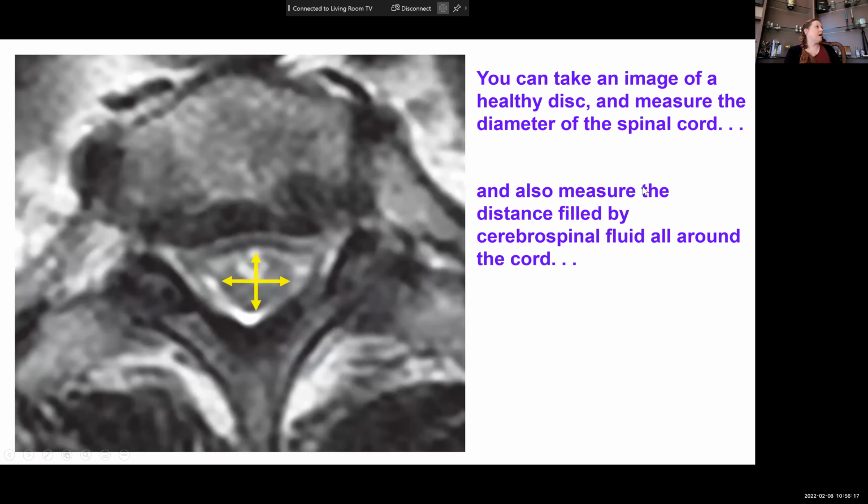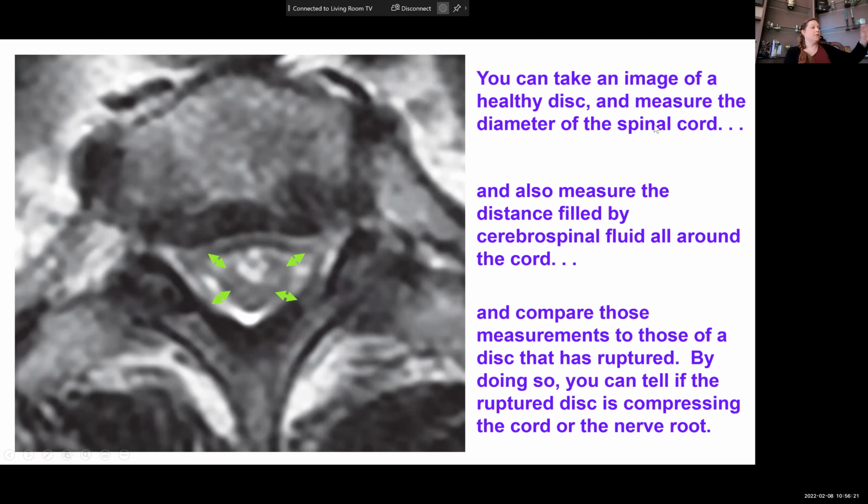So this is the cool thing the doctor did. You can take an image of a healthy disc, like another axial cross section from another part of the spine, and you can measure the diameter of the spinal cord and the cerebrospinal fluid around it. You can see those distances, and then you can move to the axial image of, in my case, T2, T3, right? Where I had this disc that had ruptured and oozed out.